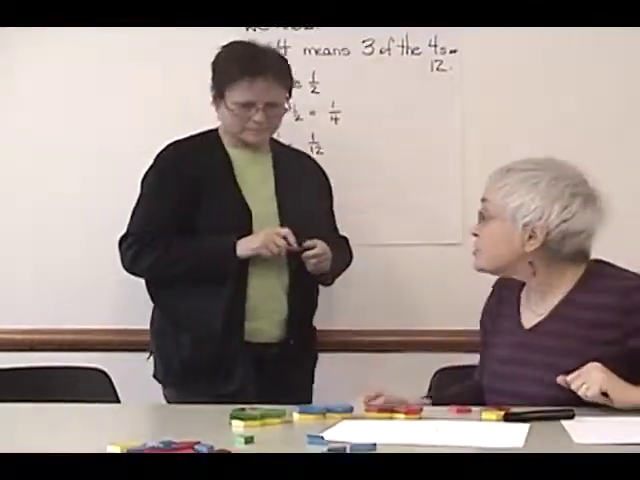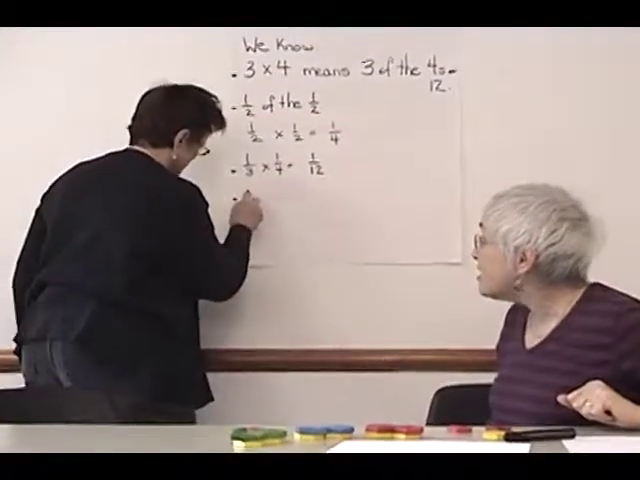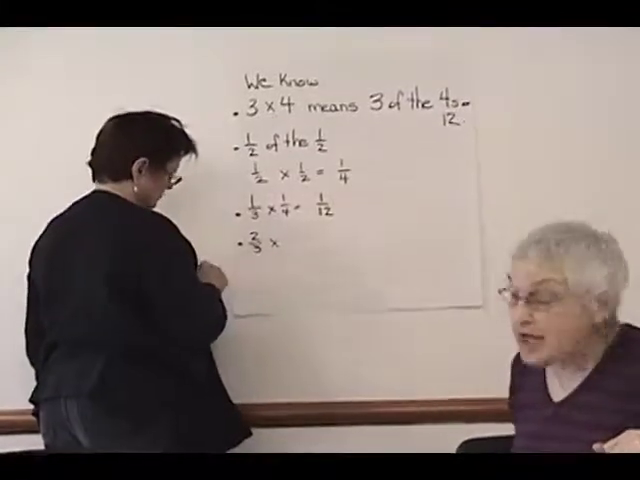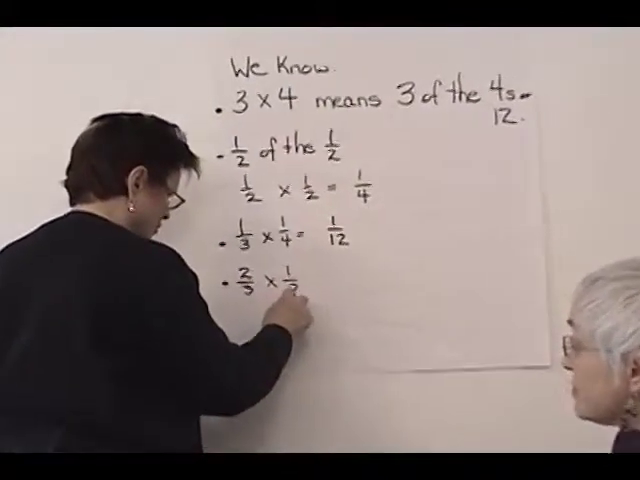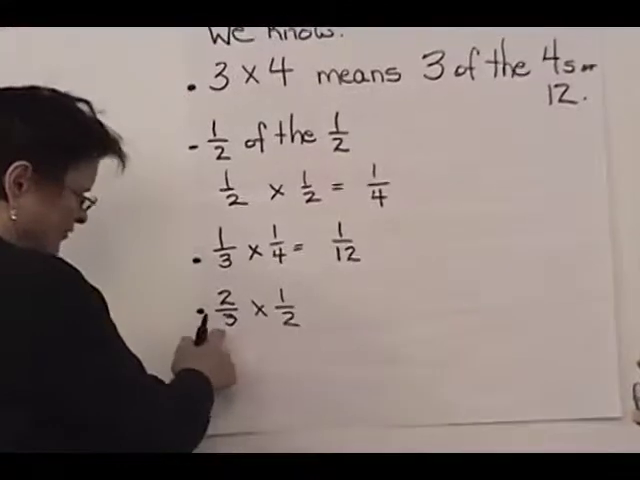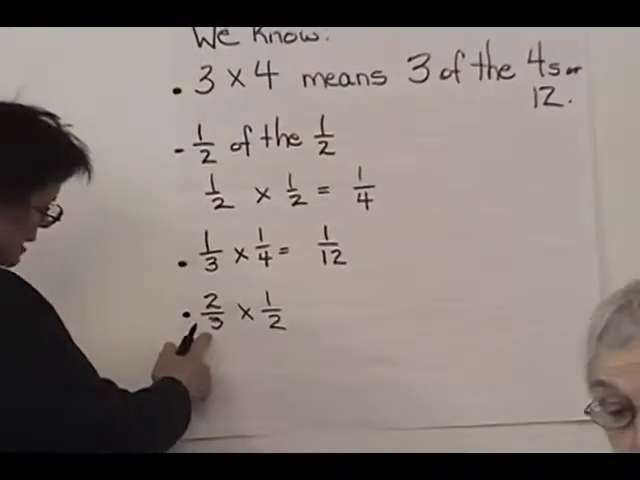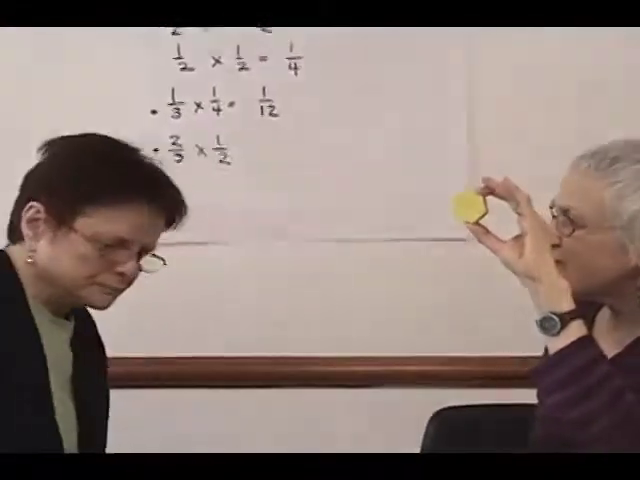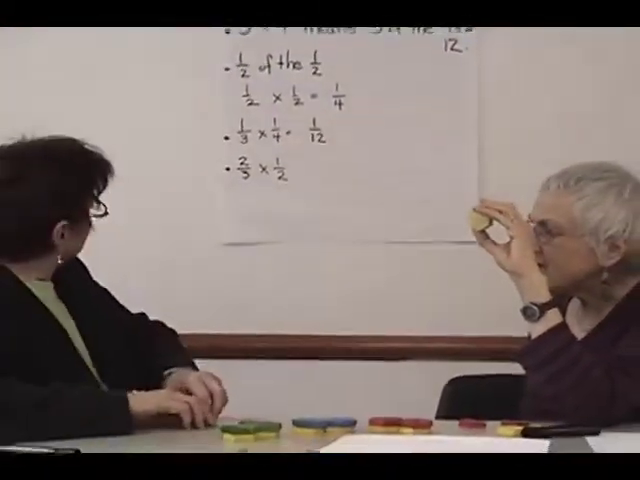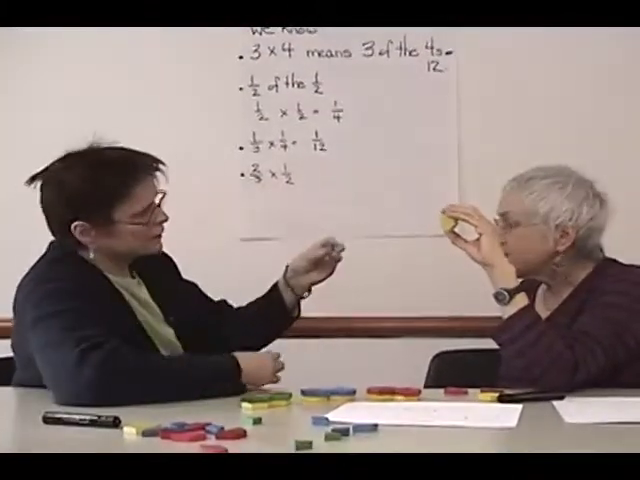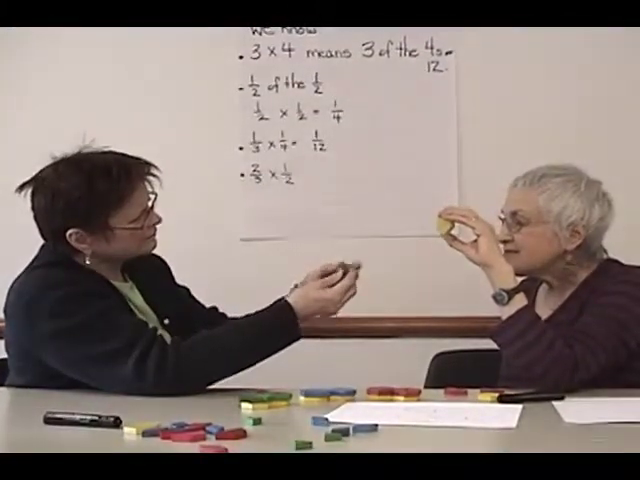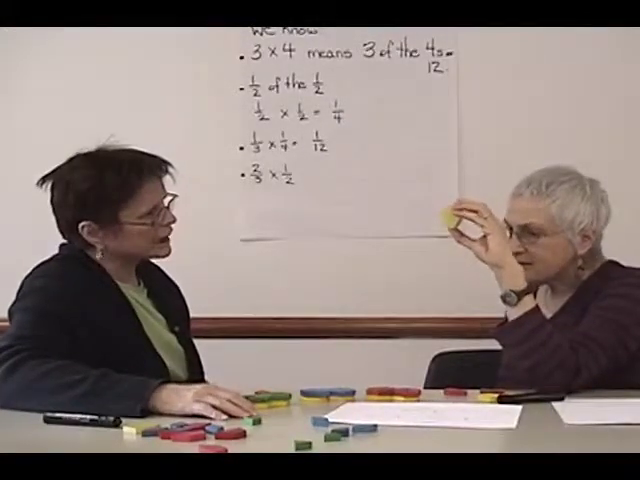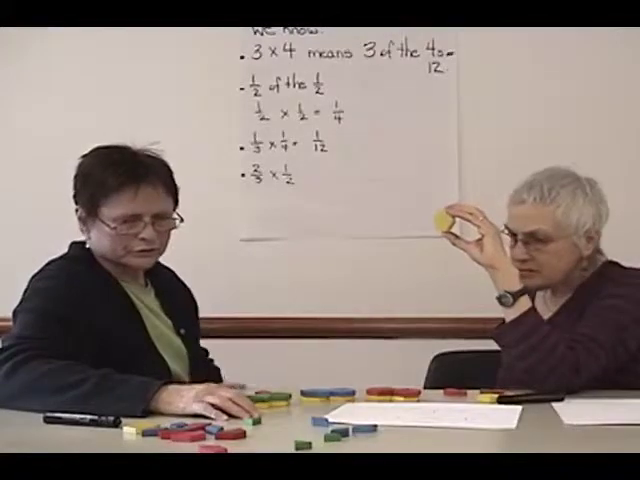My next one is 2/3. Would you write down 2/3 times? And we're going to read it 2/3 of a half. So now we're looking for a half, and we have to find 2/3 of it. Here's a half. How are we going to find 2/3 of it? Well, we did thirds with this one, but the greens aren't going to work this time. What will create thirds? Divide that into thirds.